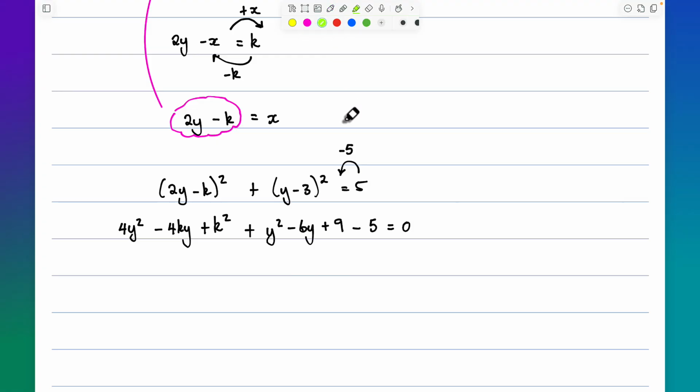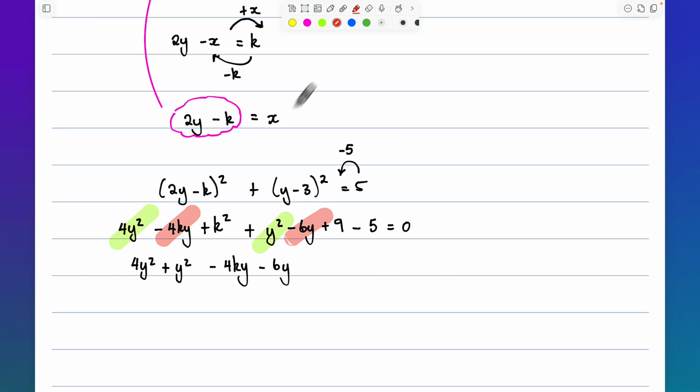So first thing we need to do is group our y squared terms, which is this one and this one. Those are y squared terms. So let's bring those two together. That's going to be 4y squared plus y squared. The next group we want to group together is the y's. That's this y and that y. Let's bring those together. That's going to be negative 4ky minus 6y. The next group that we want to bring together are the constants.